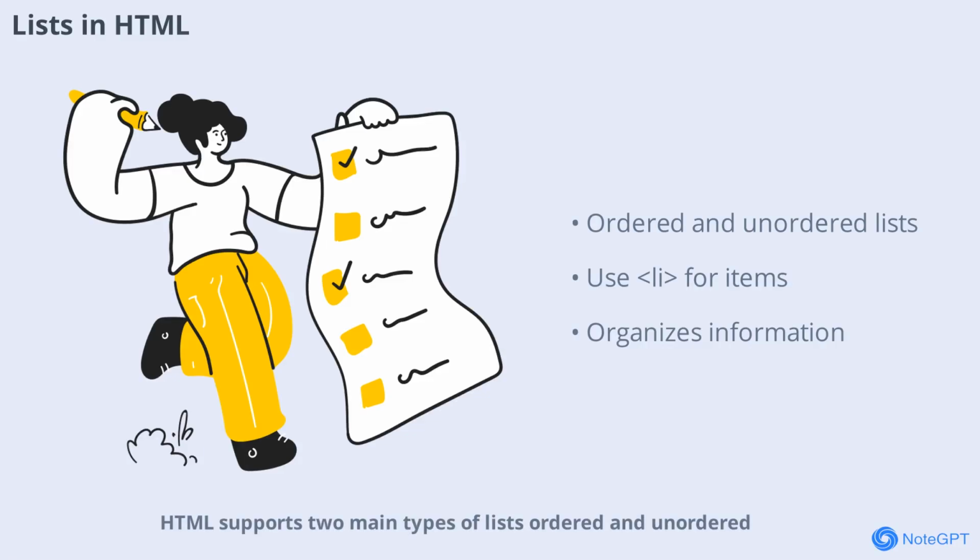HTML supports two main types of lists, ordered and unordered. Use ul for bullet points and ol for numbered lists. Each item goes inside an li tag. Lists help organize information clearly, making it easier for users to scan and understand your content.